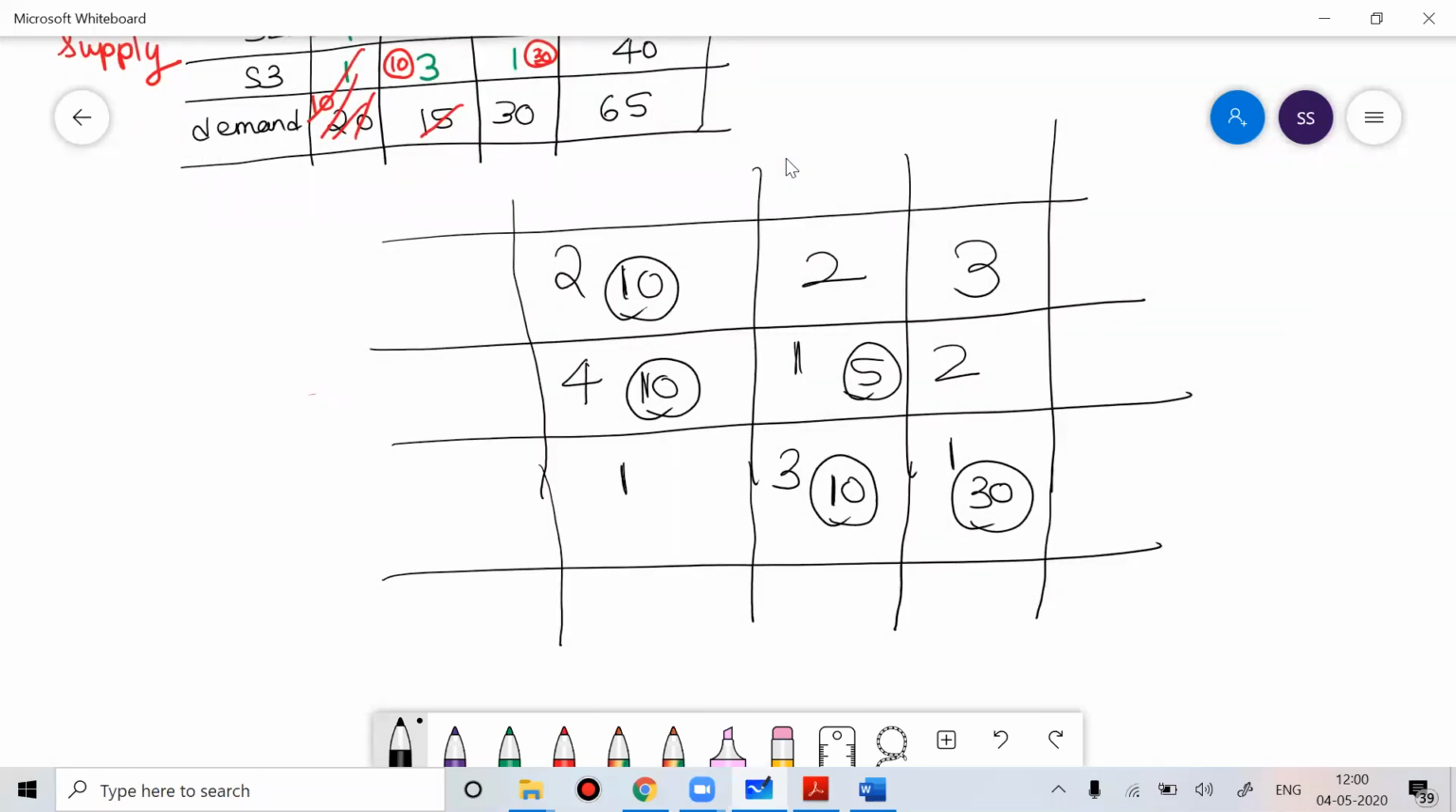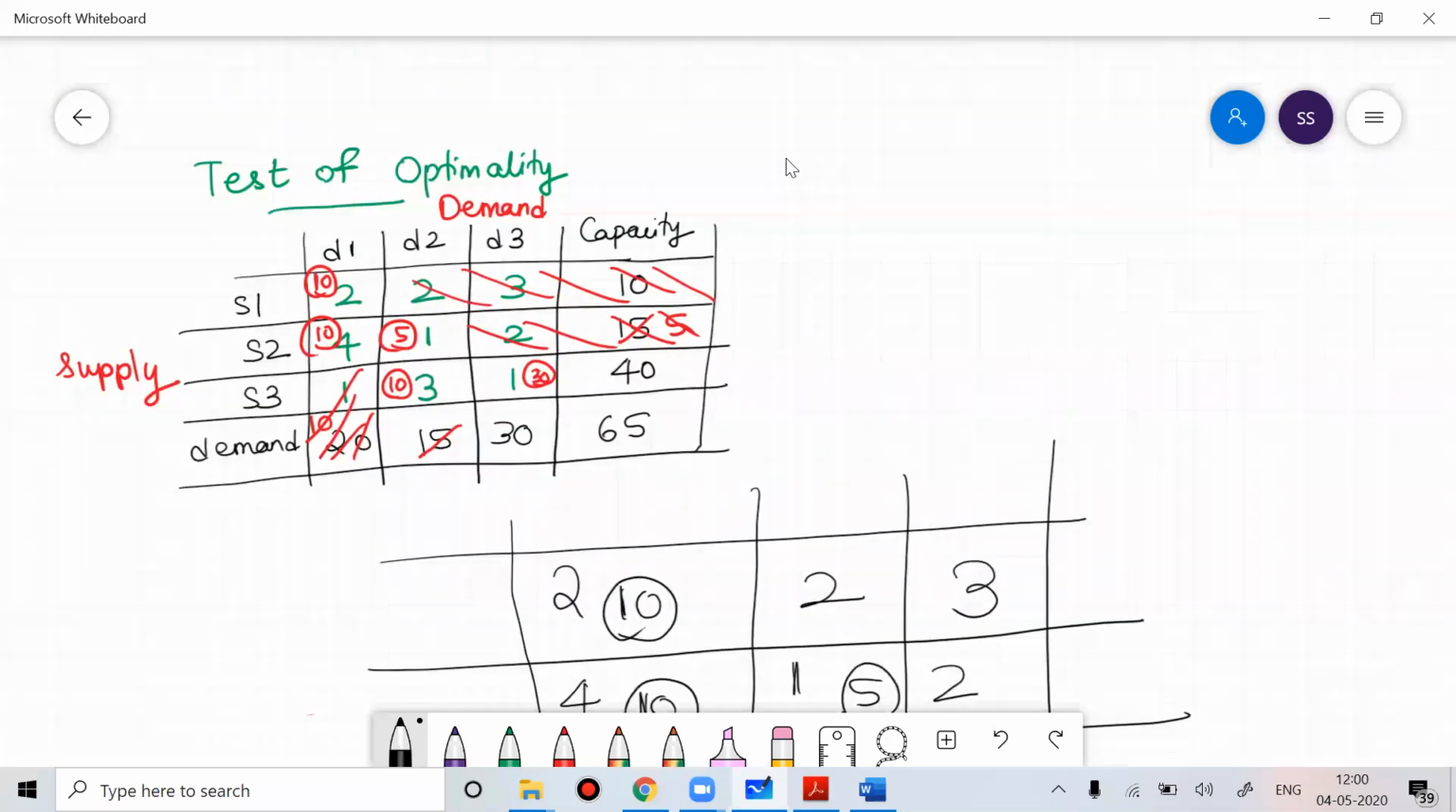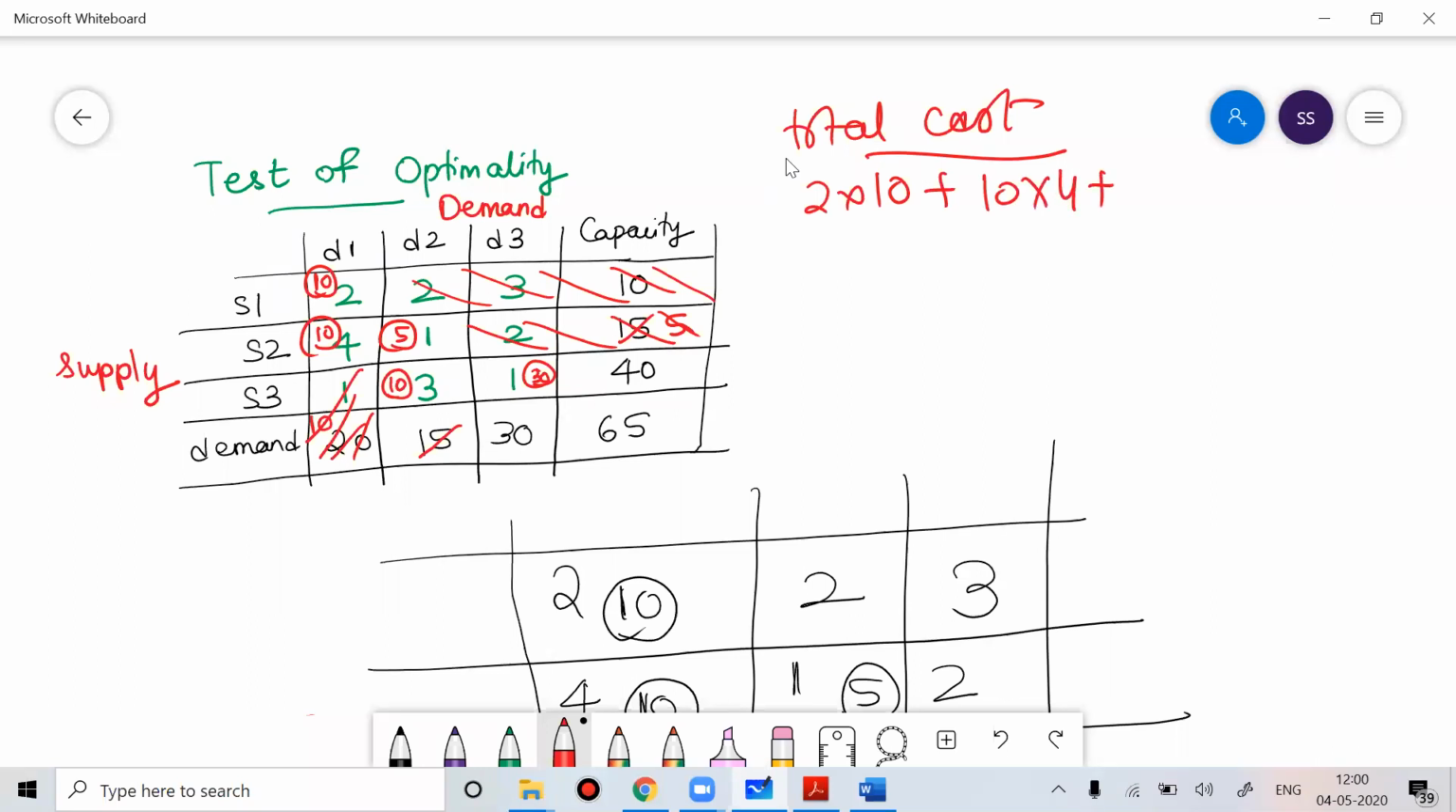You got this solution. Now in the exam, once you get the initial feasible solution, you find the total cost. Total cost is 2 into 10 plus 10 into 4 plus 5 into 1 plus 10 into 3 plus 1 into 30. You do all that work in the exam. You will get the value 125.